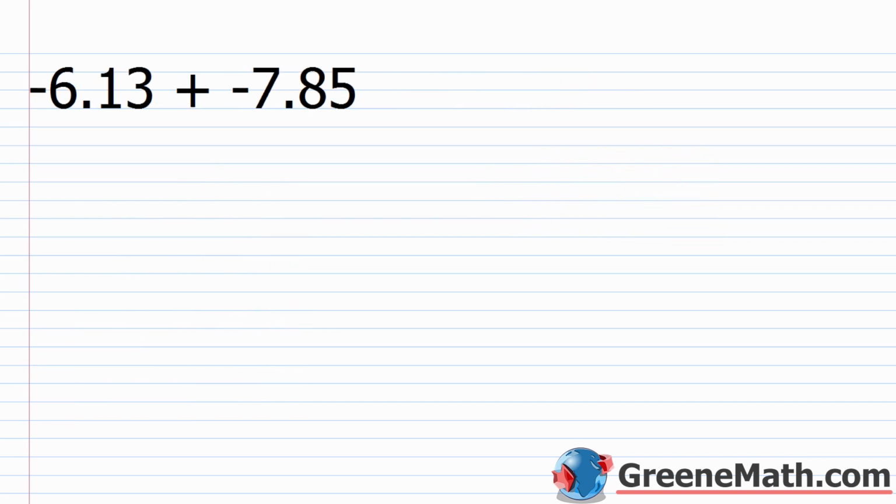So let's write this up here. 16.4344. So what if we have some negatives involved? Well, really, we just use the rules that we used when we added integers together. Just figure out what the sign's going to be first. So we have a negative plus another negative. That's going to give me a negative. And then we can just work with the absolute values. So I can think about 6.13 plus 7.85.